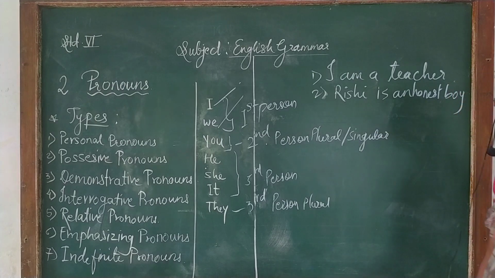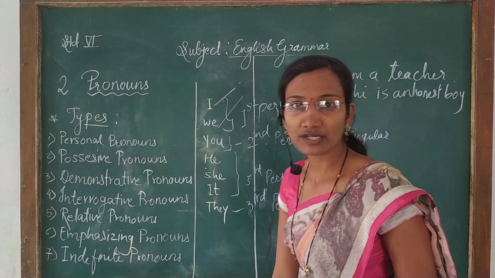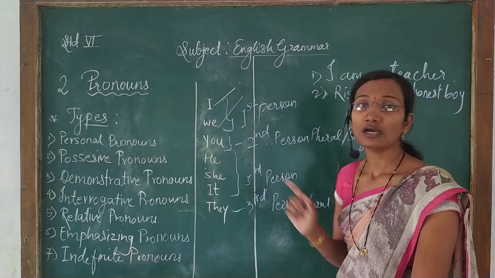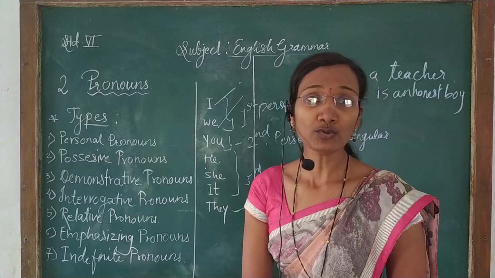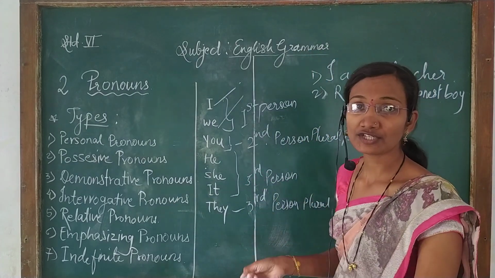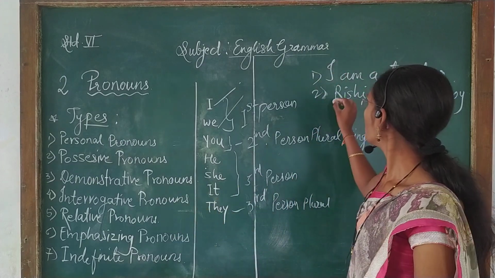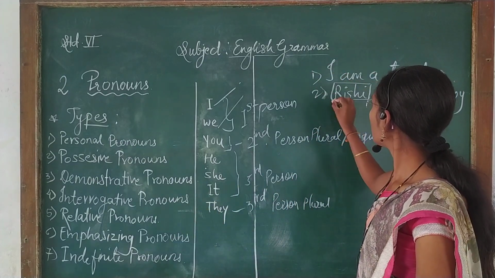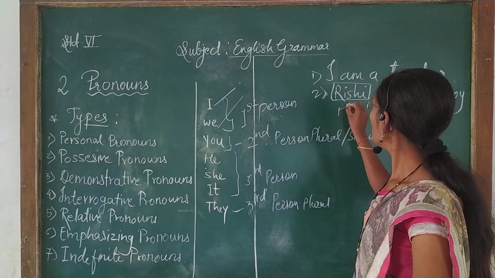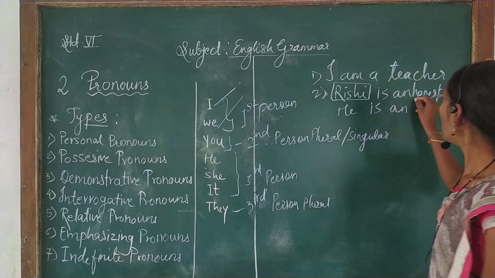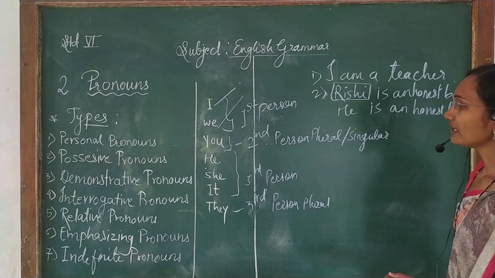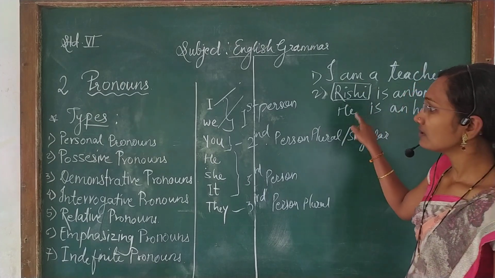Here, Rishi is an honest boy. If you are writing a paragraph about Rishi, you will use the word Rishi, but you have to use a pronoun for the word Rishi to avoid its repetition. So what type of pronoun will you use here? He. So, he is an honest boy.